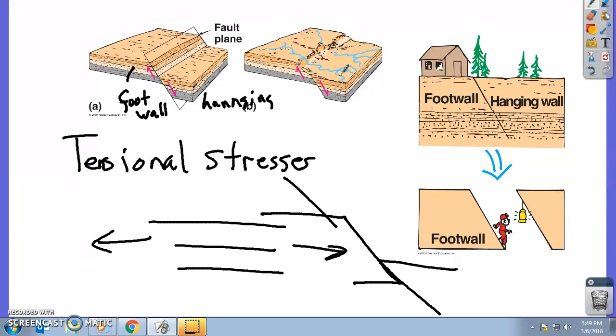into the thing here. All right, so this is called a normal fault. Okay, so this would be an example of a normal fault, where the hanging wall slips down and catches on the bottom of the foot wall. All right, and that would be a normal fault.